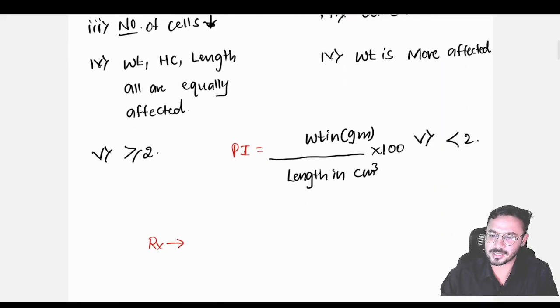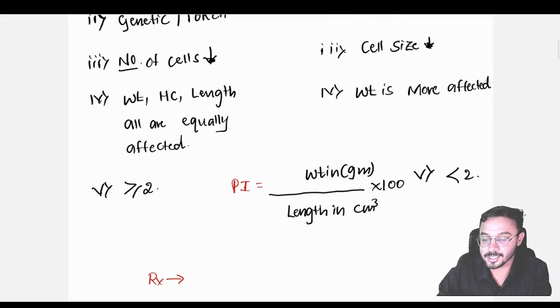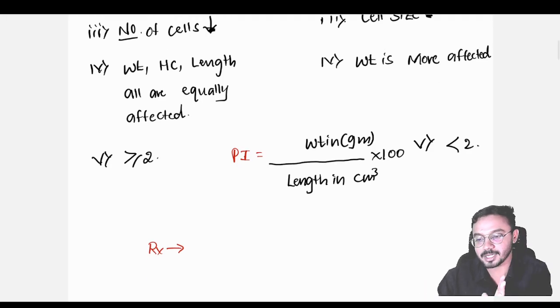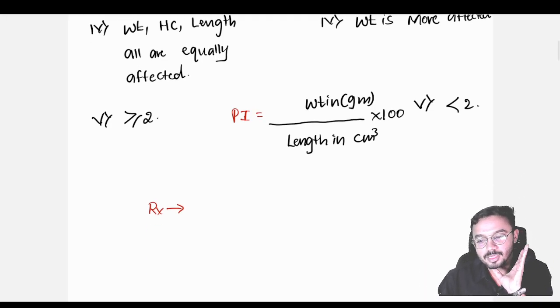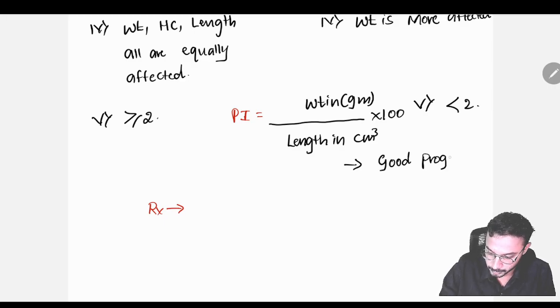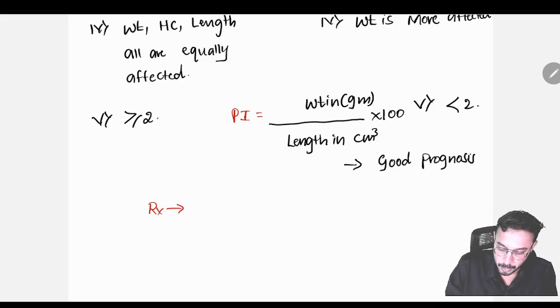So here head circumference, everything is involved, but head circumference is not affected in asymmetrical IUGR. So that's why the head is completely fine. That's why all the structures are not affected. So that's why here you will get good prognosis. Good prognosis here, and bad prognosis in symmetrical, okay.